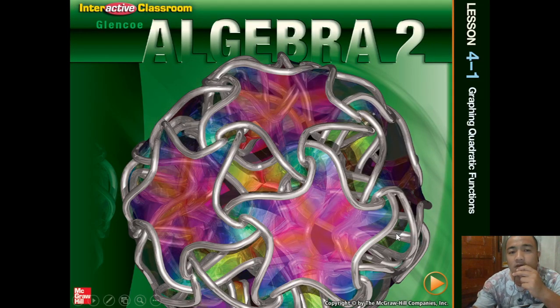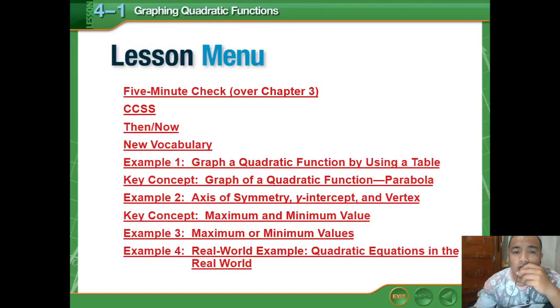Hello, grade 9 students. We are still on the topic of graphs of quadratic functions, and this is part 5. In this topic, we will learn how to graph a quadratic function by using a table. We'll learn the axis of symmetry, y-intercept, and vertex, also the maximum and minimum value. And we will also learn how to solve real-world quadratic equations.